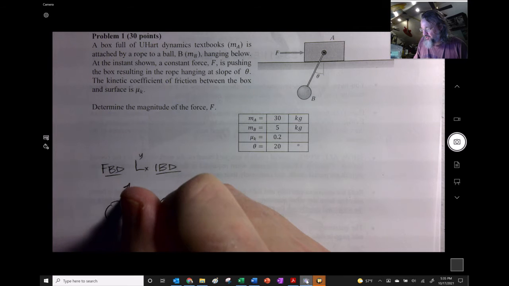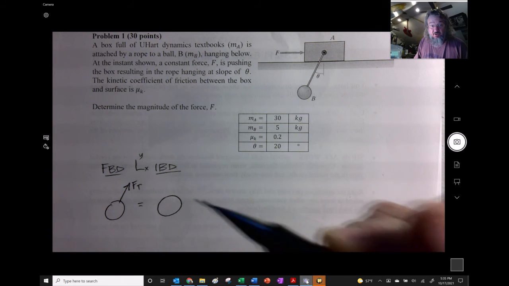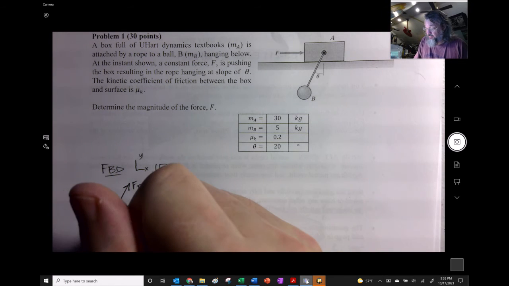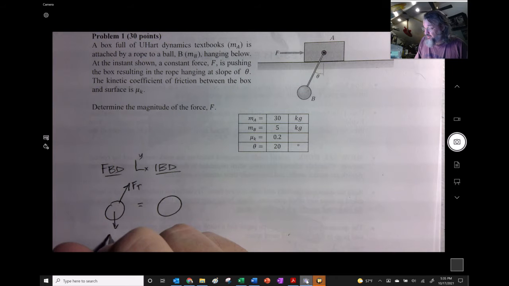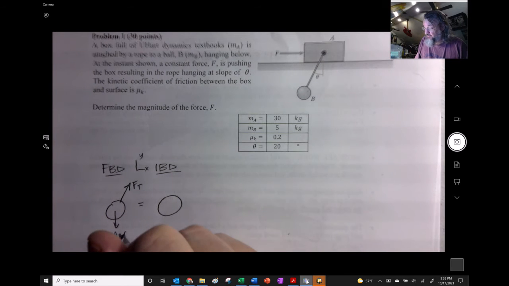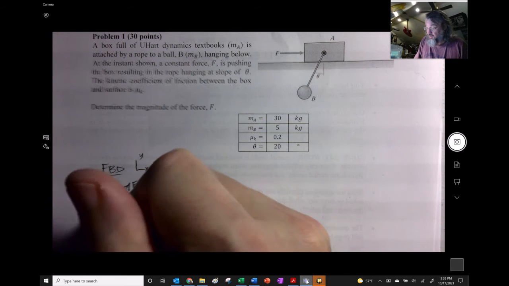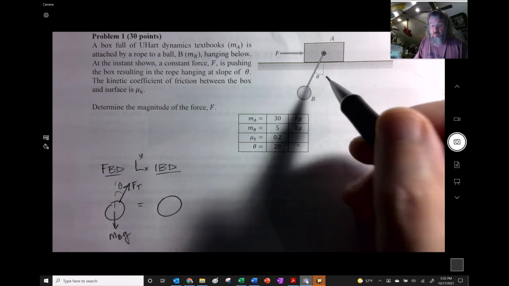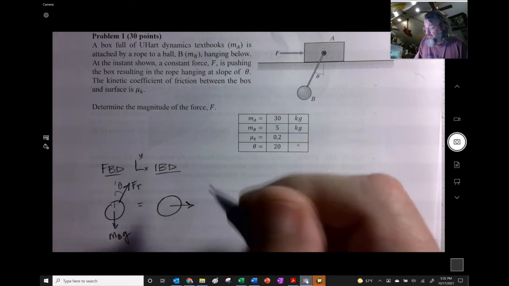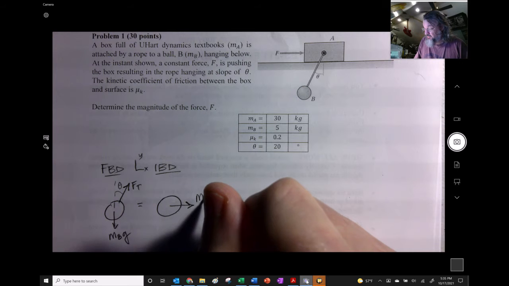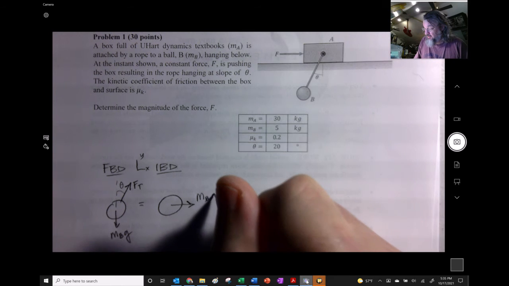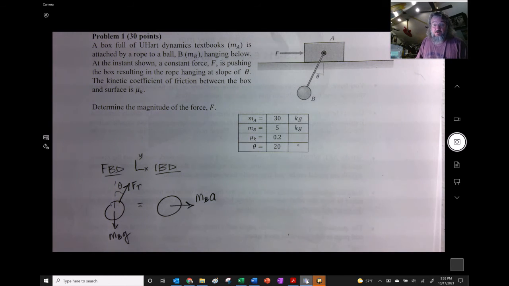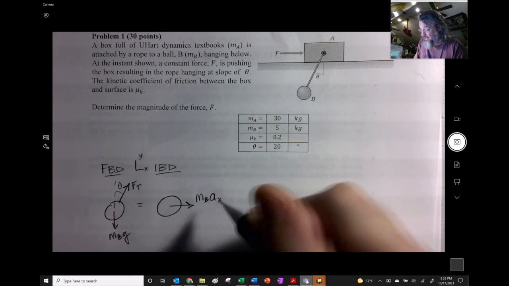So first off, I'm going to draw this tension because I've cut this cord to be able to see this thing. I also have the weight, and this is going to be the mass of B times g. Right up here is going to be the same angle as that angle. And then this thing is accelerating in that direction, so mass B times the acceleration. And that's the acceleration of the entire thing. I could say the acceleration of x if I wanted to.